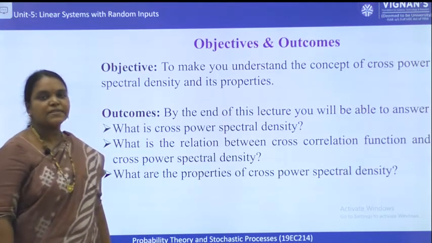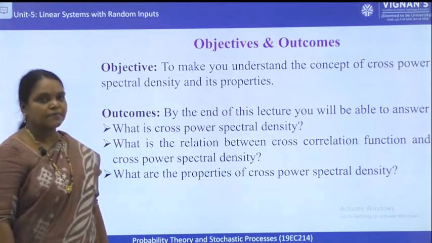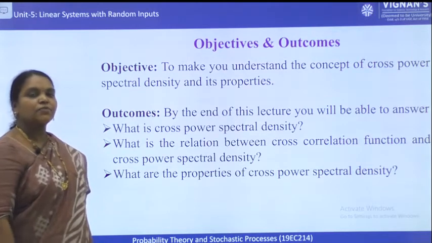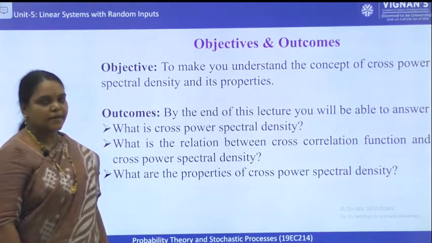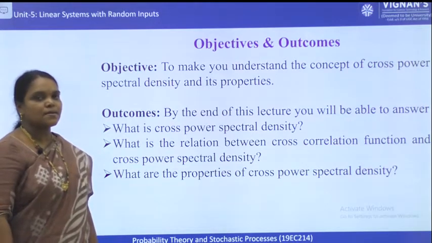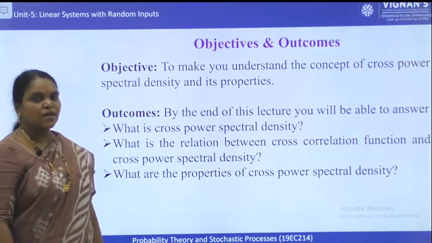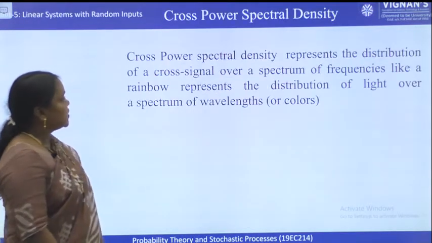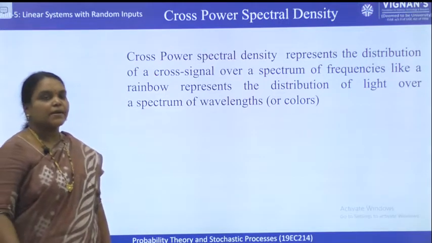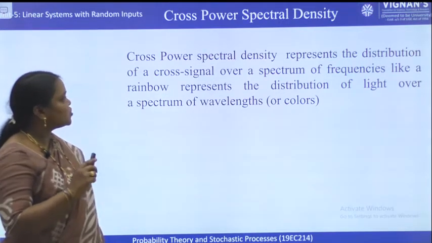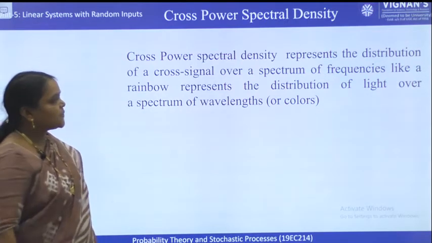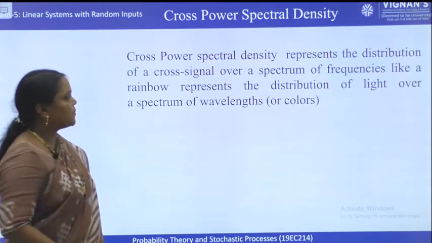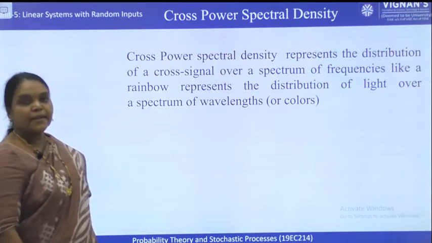The main objective of this class is to make you familiarize with the concept of cross power spectral density and its properties. By the end of this lecture, you will be able to answer what is cross power spectral density, what is the relation between cross correlation function and cross power spectral density, and what are the properties of cross power spectral density. So, cross power spectral density represents the distribution of a cross signal over a spectrum of frequencies. For example, how the light is distributed over wavelengths in a rainbow.